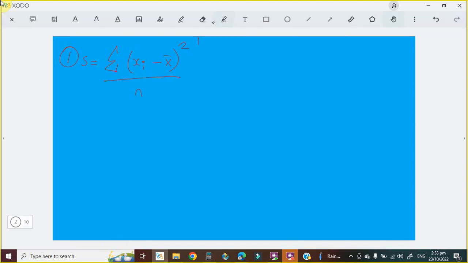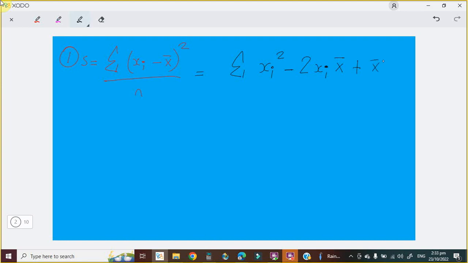I'm just showing you how they get the formula, guys. If you expand this, this would become the sum of the first term squared, so it's xi squared, minus twice the product of the two, so it's 2 xi times bar x, plus the second term squared. This becomes plus bar x being squared. This is what we want, over n. Okay with that?